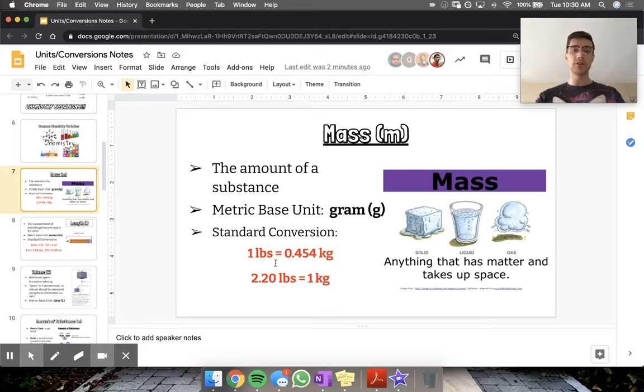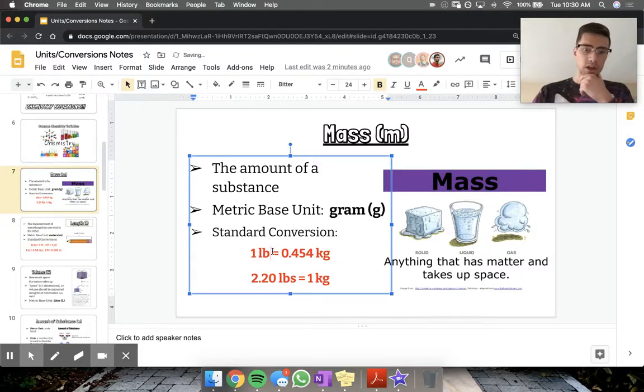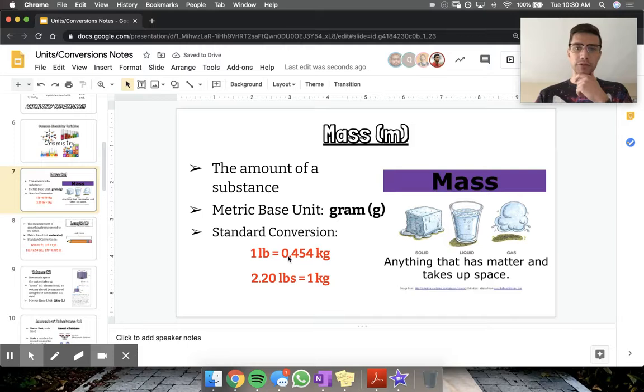So if you need to convert it, here are the conversions down here. So 1 pound equals 0.454 kilograms. And we'll talk about how to convert from grams to kilograms once we get to the metric system. But this is our relationship here. If you wanted to do the other way around, 1 kilogram is the same as 2.20 pounds. Now again, they represent the same amount of stuff. There's the same amount of a substance in 2.2 pounds as there is in 1 kilogram.